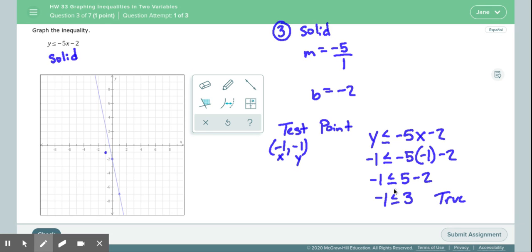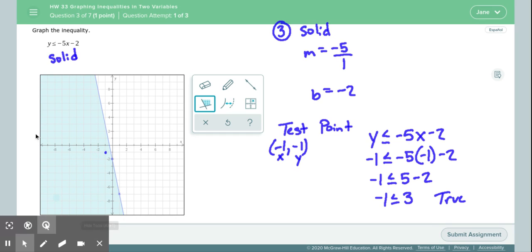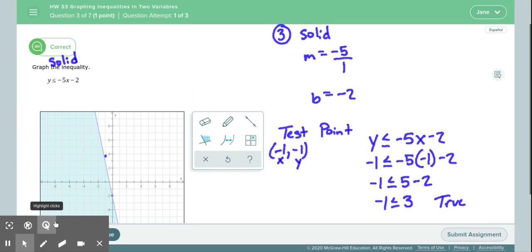So because I chose a point that is not on my line, that was true, then what I'm going to do is I'm going to get my shading tool and I'm going to click on where that ordered pair was. And it's going to say anything that's on that side of that boundary line would be true, which makes it a solution. So all of these, any points in this shaded region, would be solutions to this inequality. And then as always, I would check to make sure I'm right before I move on.